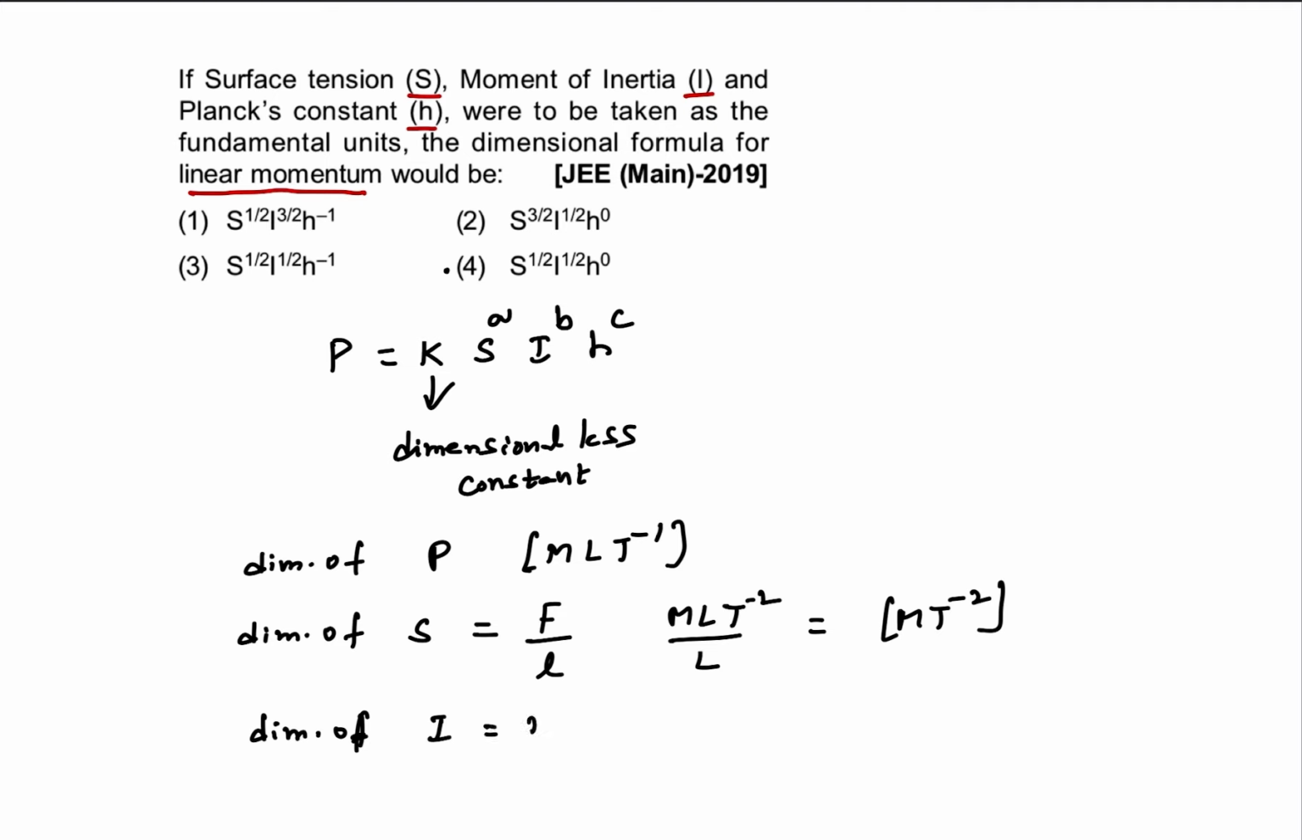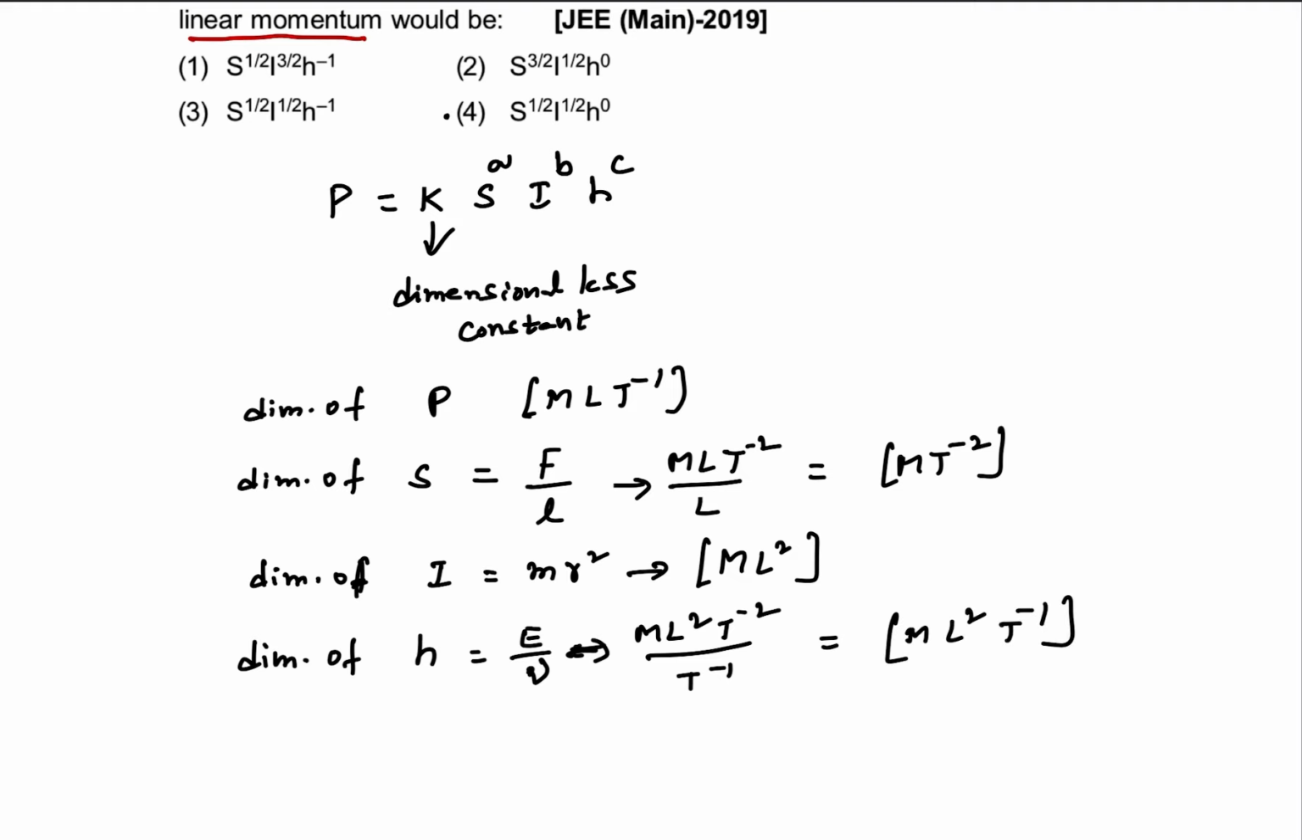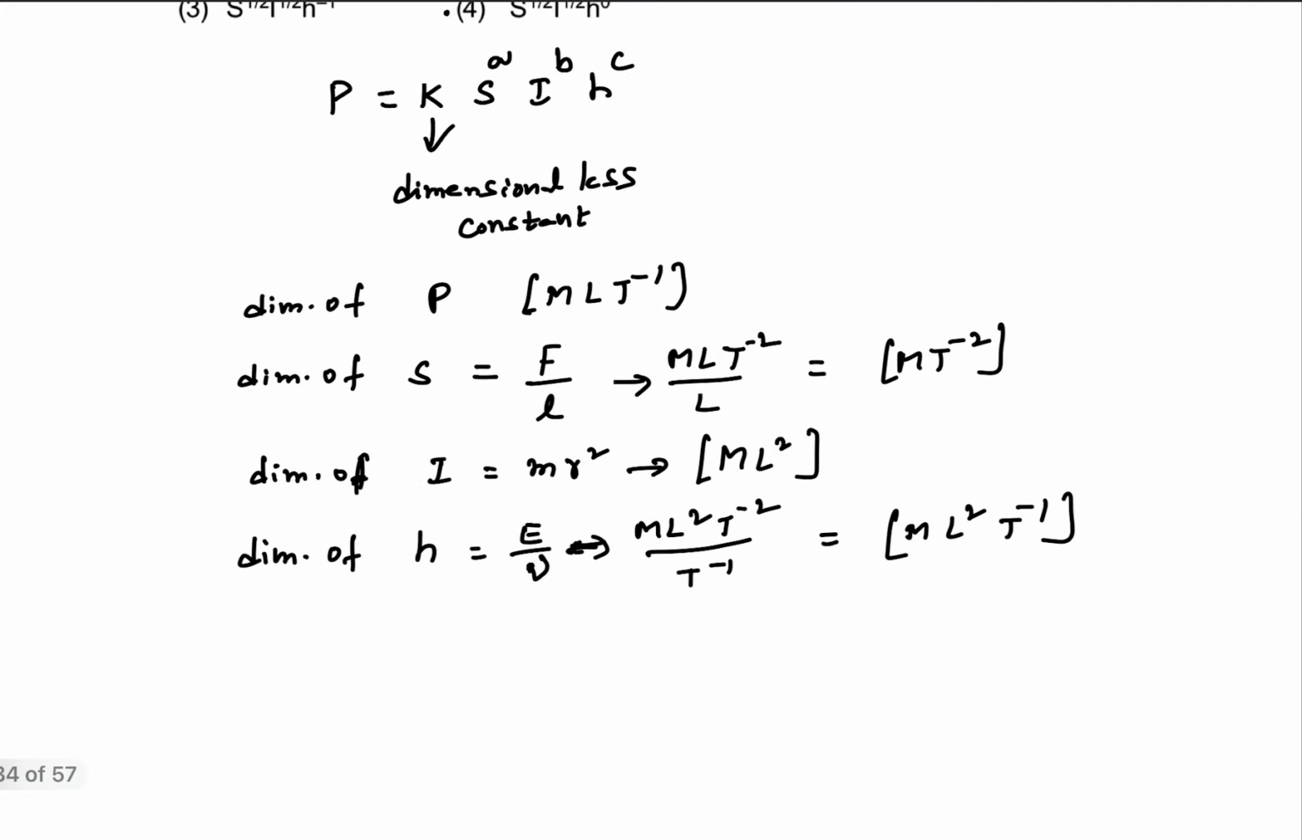And the dimension of moment of inertia. Moment of inertia is actually M into r square. So M into r square means the dimensional formula is M L square. Next, Planck's constant. Dimension of Planck's constant h. You know that you write energy divided by frequency. Energy is M L square T power minus 2, divided by T power minus 1. So finally, we will get the dimension M L square T power minus 1. This is the dimensional formula of h.